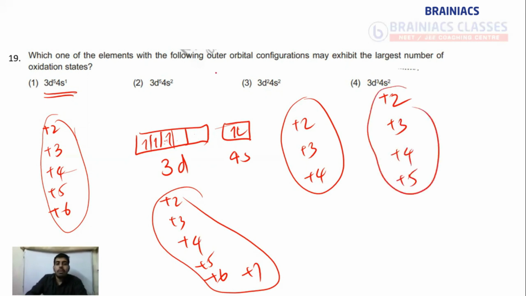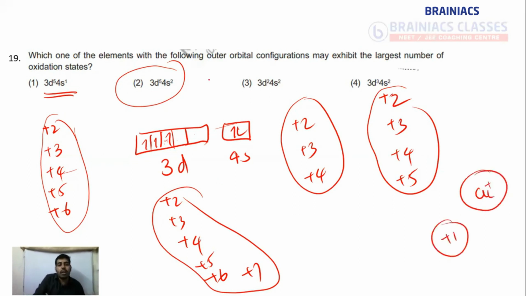So which one of the elements with the following outer electronic configurations shows the larger number of oxidation states? It is this one. It can show +2, +3, +4, +5, +6, +7. Now for this, we may think that it can show +1, but that is not possible. The +1 configuration is not stable. It is stable only for copper. Copper will show +1, but for other d block elements, +1 is not stable.